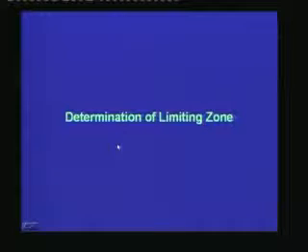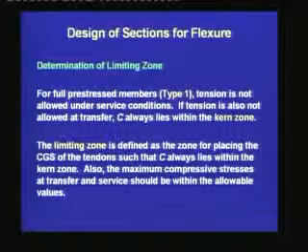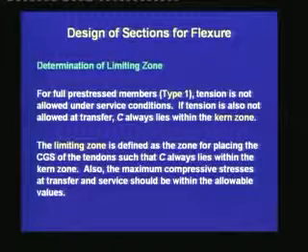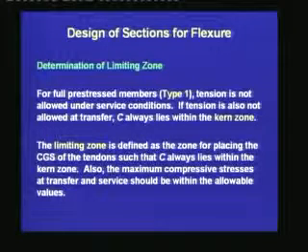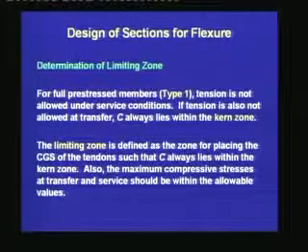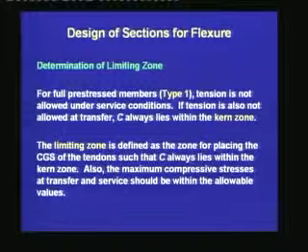Next, we are moving on to another important aspect, which is the determination of the limiting zone. This helps us to place the CGS as well as the distribution of the tendons along the span of the beam. In our flexural design, we had studied the required eccentricity at the critical section, but now we shall study how to place the tendons throughout the span of the beam.